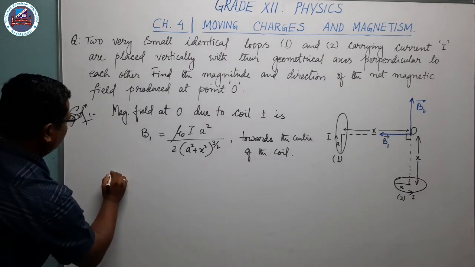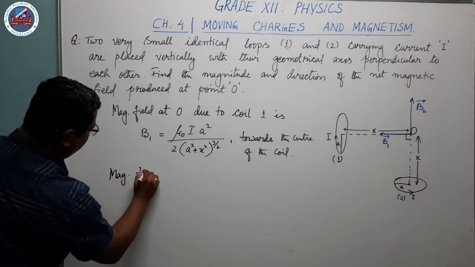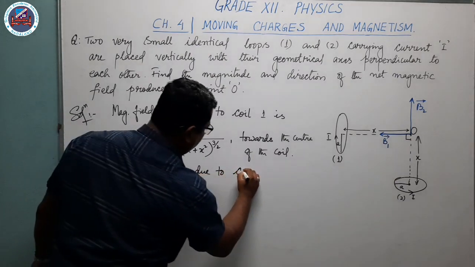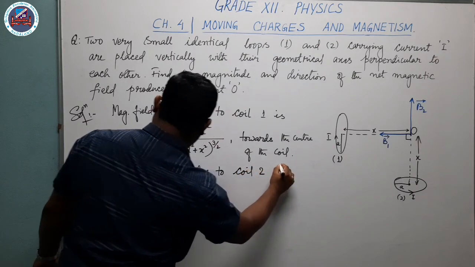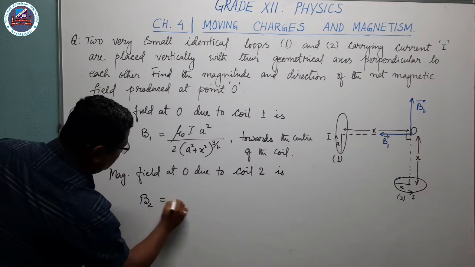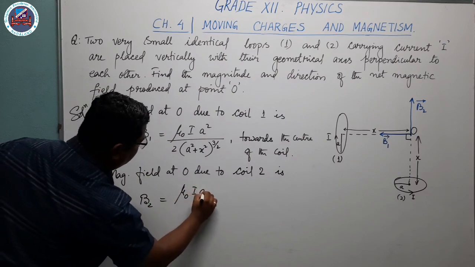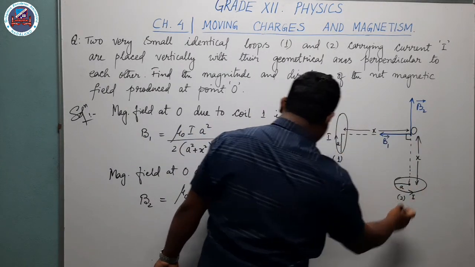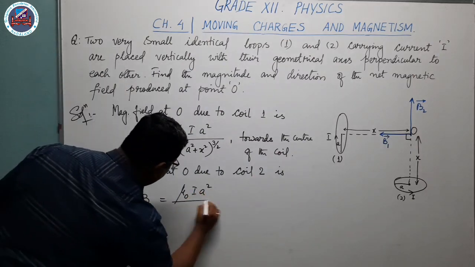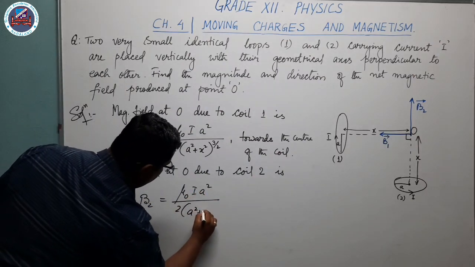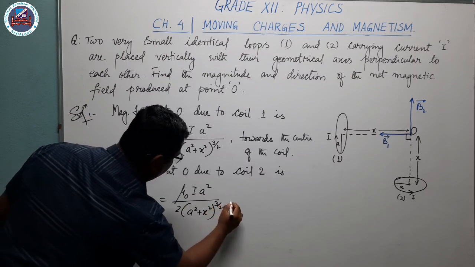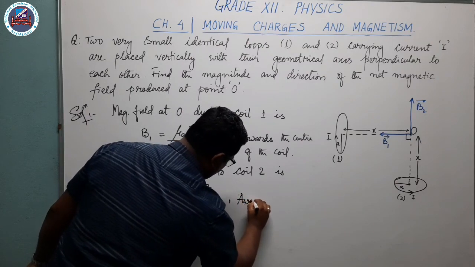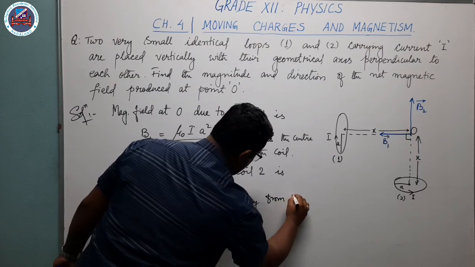So right here, magnetic field at O due to coil 2, we'll write it as B2. Here also the formula will remain the same because the distances are equal, x, and the radius is also equal, a. So mu naught I a square divided by 2 times a square plus x square to the power 3 by 2. Only the direction will be different, away from the center of the coil.